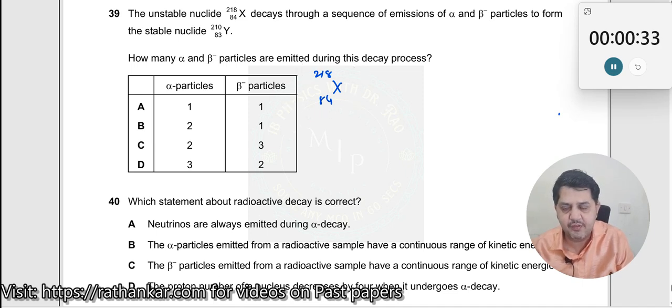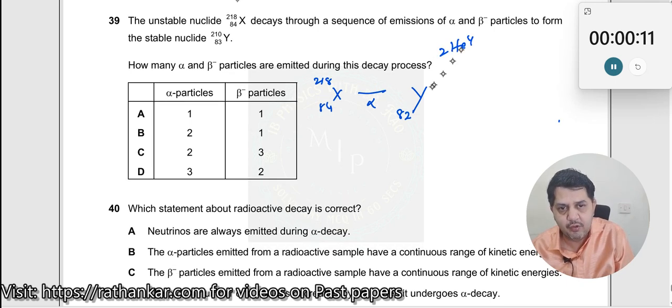For such kinds of questions, it can be chaotic because we do not know how many alpha and how many beta particles are emitted. So what you do is, let us first take one alpha. If one alpha is emitted, let us say I get Y as the output. This will reduce 2 protons, so this becomes 82. Alpha particle is 2He4, so 4 nucleons will be reduced. This becomes 214.